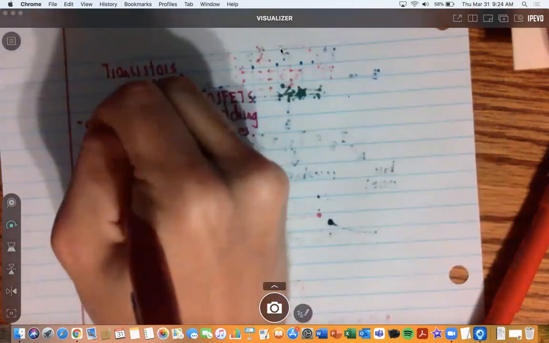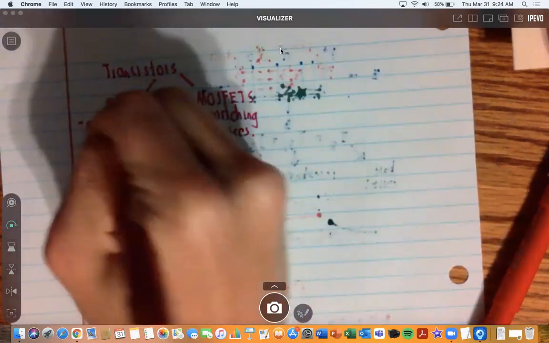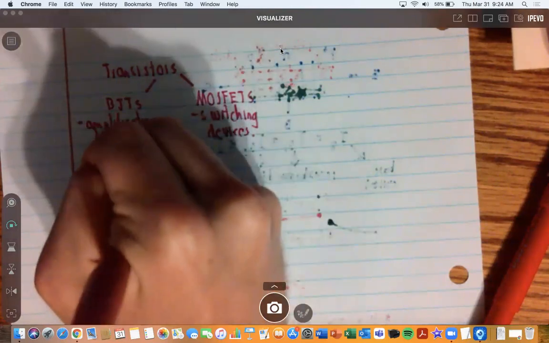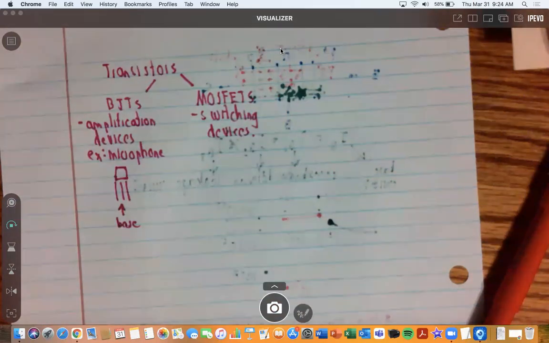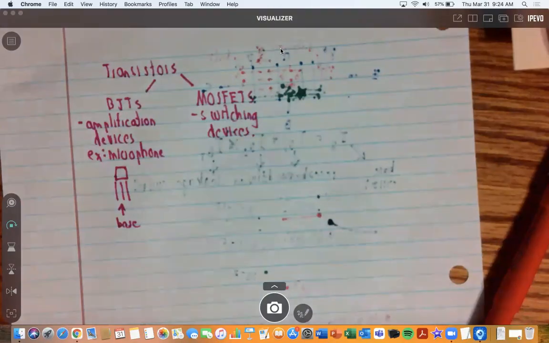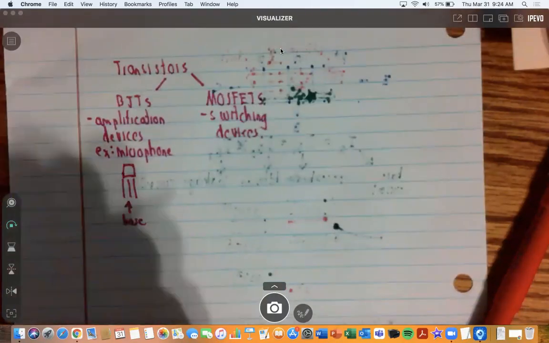Your BJT is skinny. It looks something like this. It has 3 pins to it. Usually the base is in the middle. And what I tended to notice most of the time, the emitter is on the left and the collector on the right, but you can do a simple test to figure out which one's which. It depends on specifics, but we always know the base is in the middle.